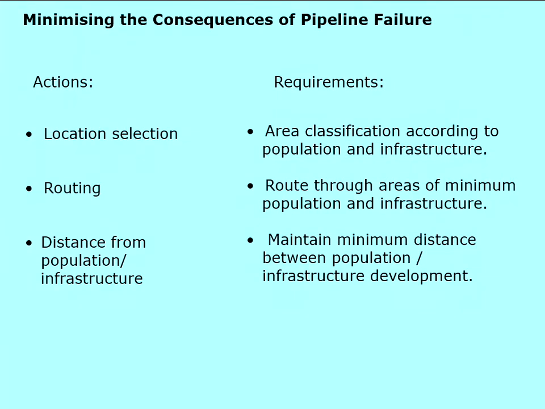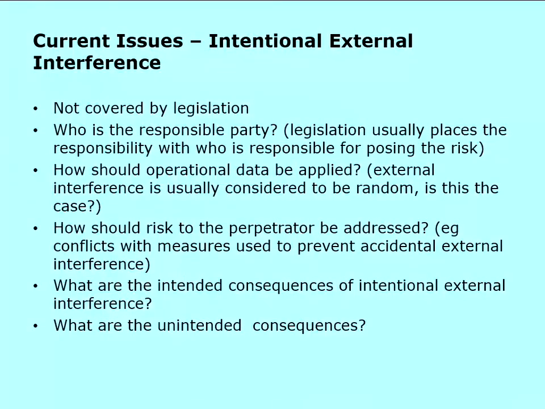This is a bit of a difficult issue, because legislation normally places the responsibility on the party who is responsible for posing the risk, and the risk associated with pipelines is where it is and what's inside it and what might happen if you get a release. You normally need data to assess problems and to come up with good, robust solutions. But how do we get this data?